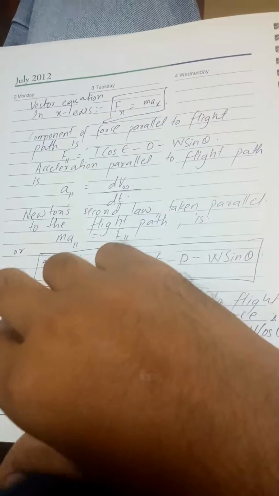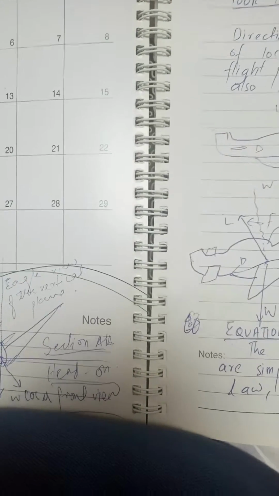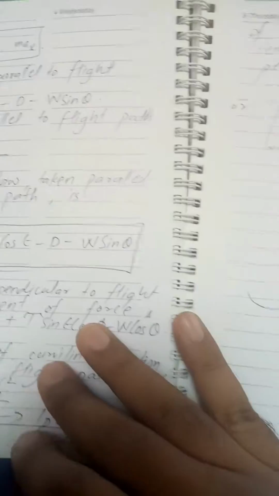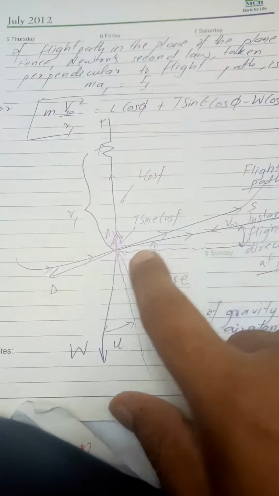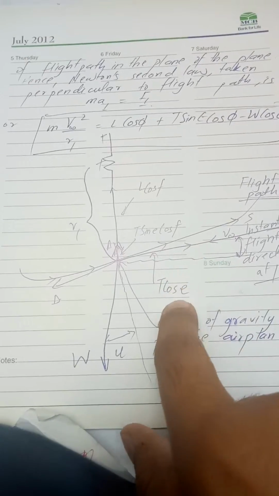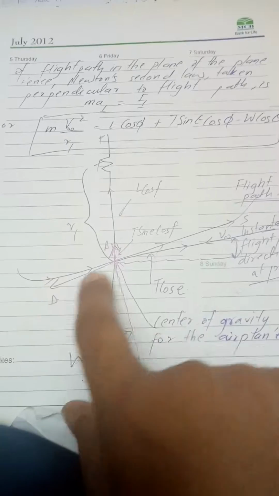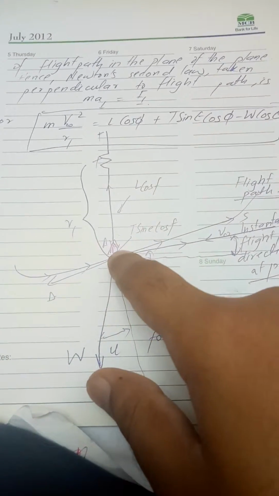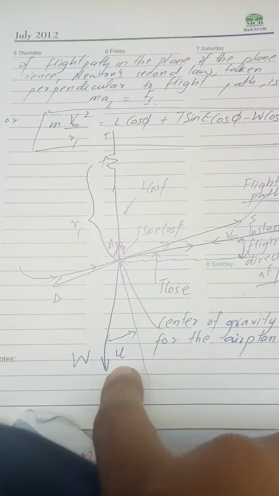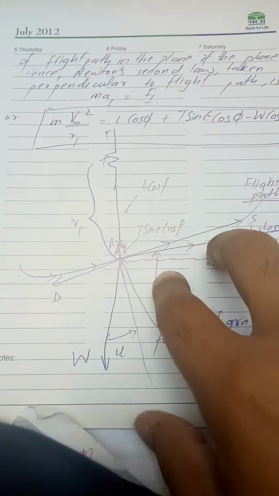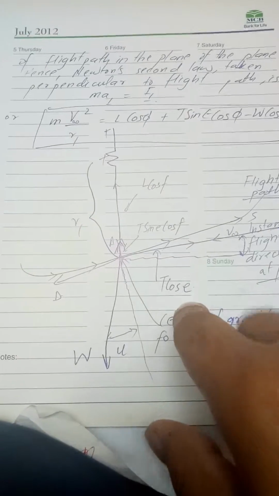F force is now explained like this. This is the component of force parallel to flight: T cos of E, which is obviously the angle, minus D, which is drag, and also minus the weight factor, W sine of theta. So that is how you derive a vector equation parallel to the flight path. Okay, so this is how you're going to derive it.